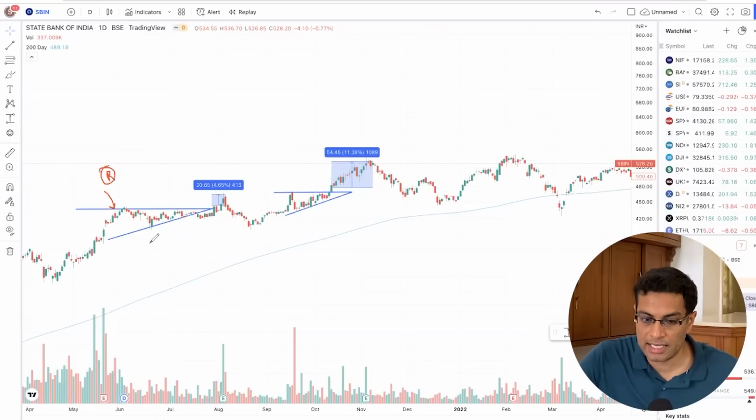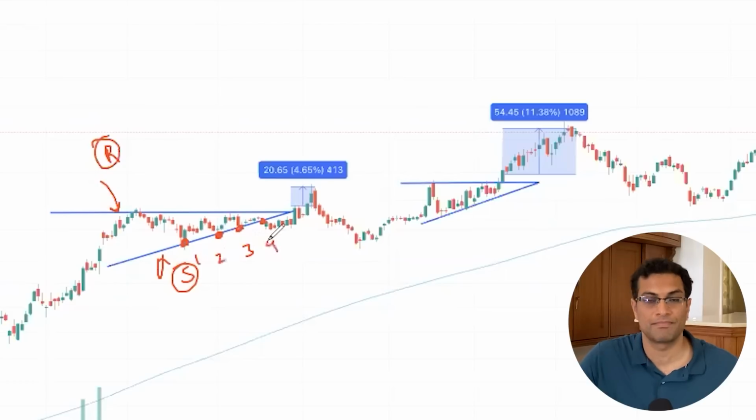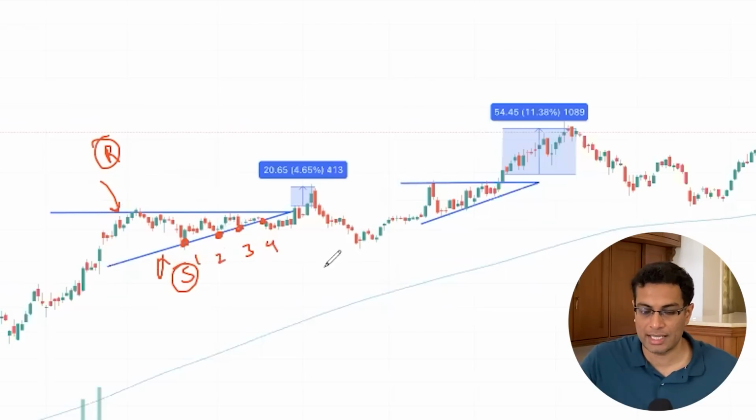So this is the resistance line, this is the support line, and you will see higher highs forming, and you can see that this high has been formed multiple times, right? So multiple touch points. It's not as if it should only have 1 or 2 touch points, it can have multiple touch points, and you can see that resistance is almost intact. So resistance is not changing its angle.